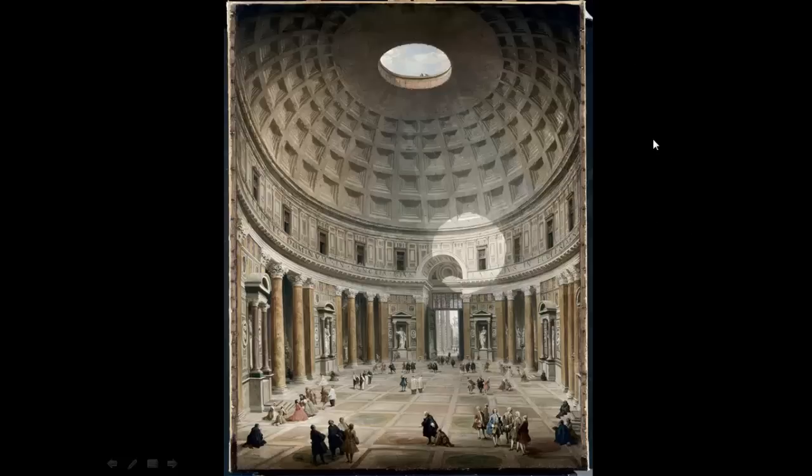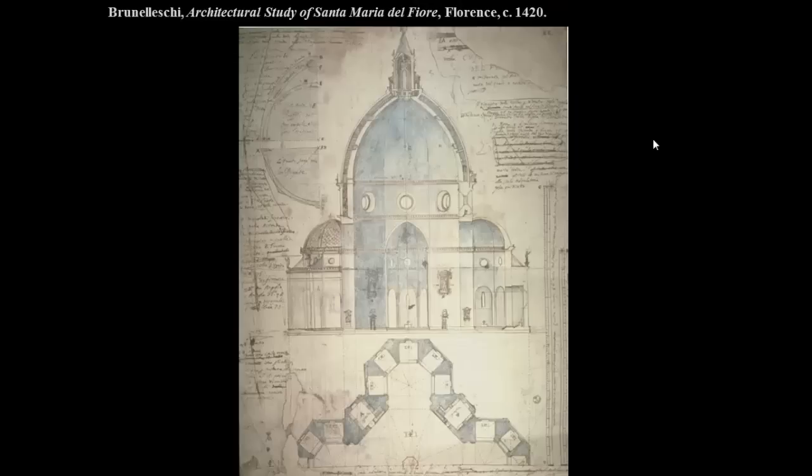So this painting has been skewed just a little bit in order for us to understand the space a little bit better. After Brunelleschi comes back from Rome, there's talk about trying to figure out how to finish the dome of the Florence Cathedral. And so here I'm showing you an architectural study of the church done by Brunelleschi, where he's trying to understand how to make this dome work.